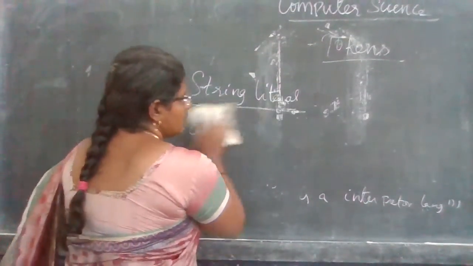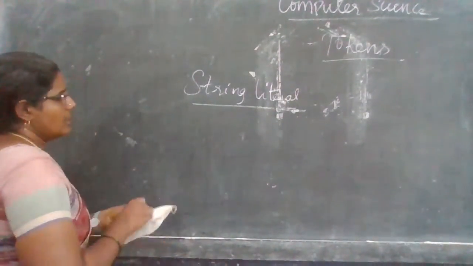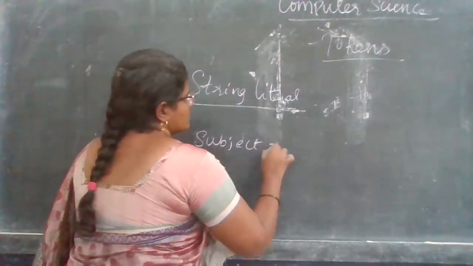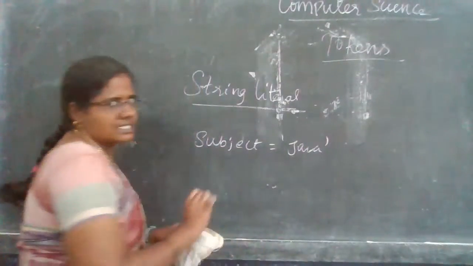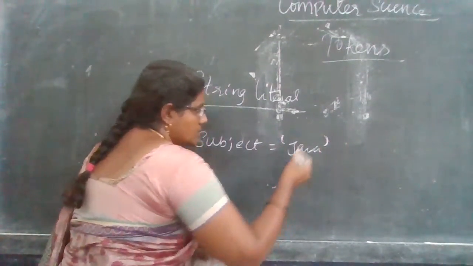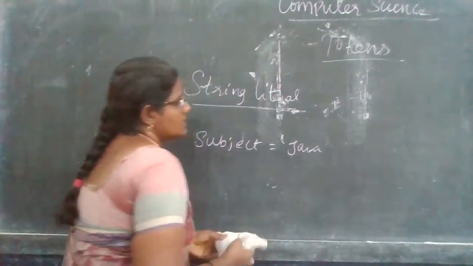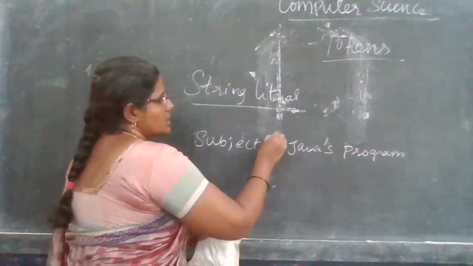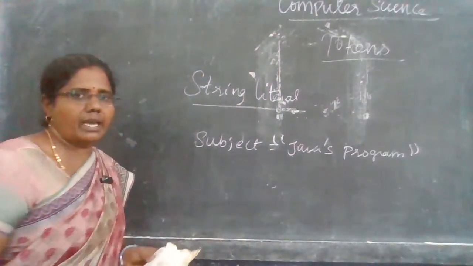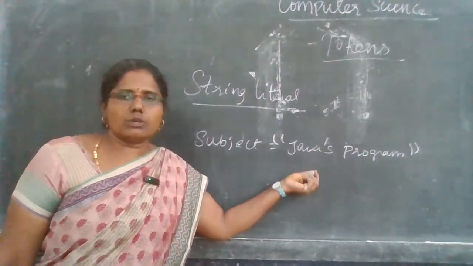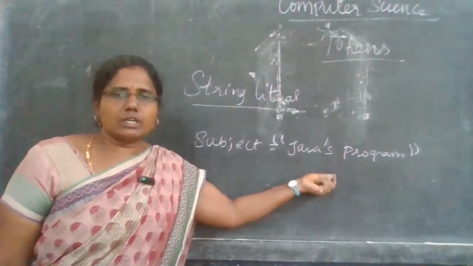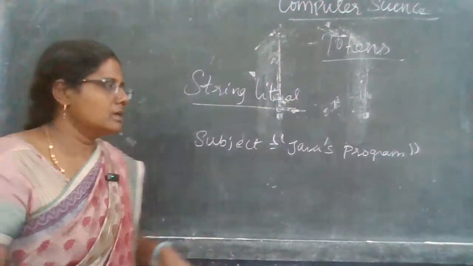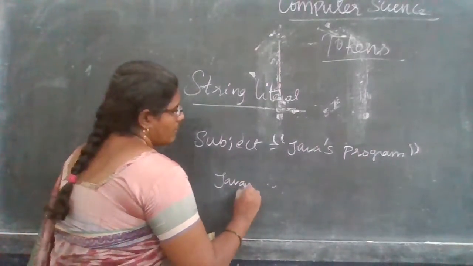For example, if I am using subject equal to 'Java' in single quotes, it is also considered a string literal. A string is also represented by single quotes. Suppose the value has a single quote in it, like Java's program. If you want to print that single quote, then you represent that string within double quotes. Okay. So I get the output Java's program.